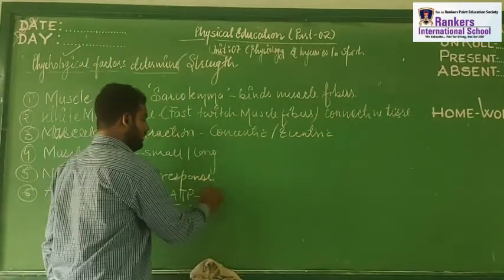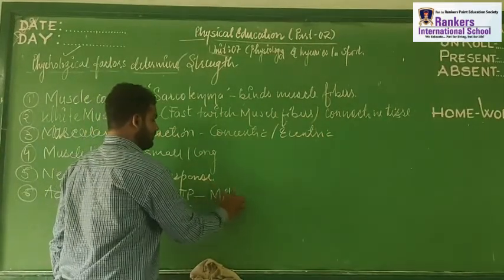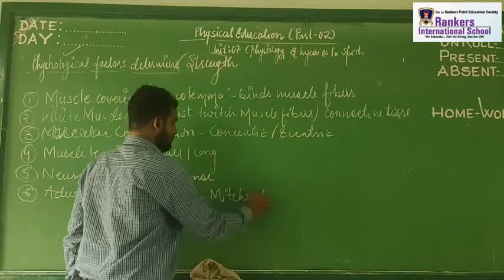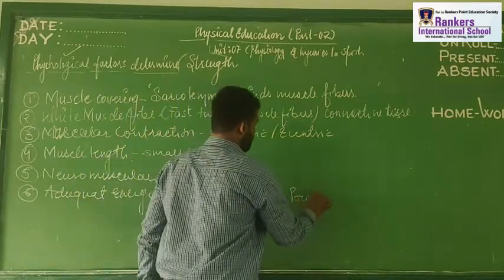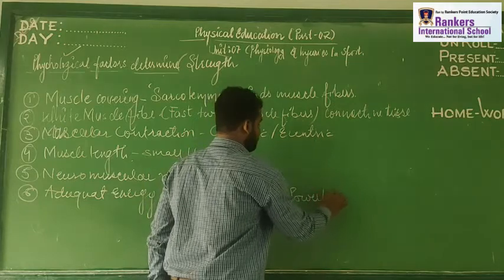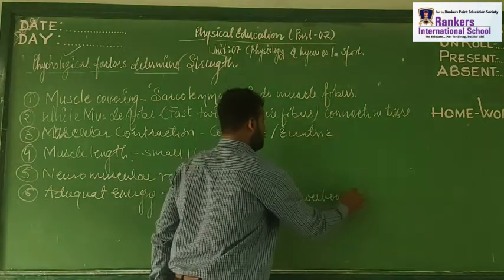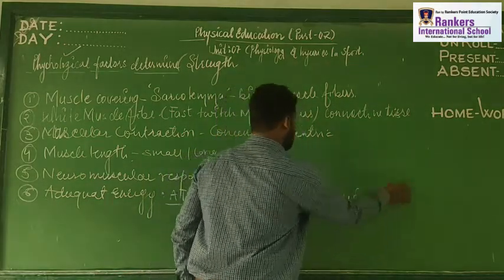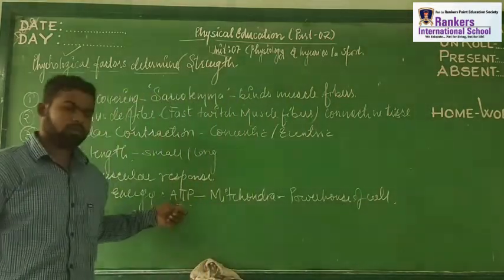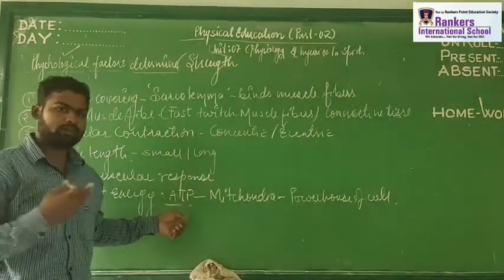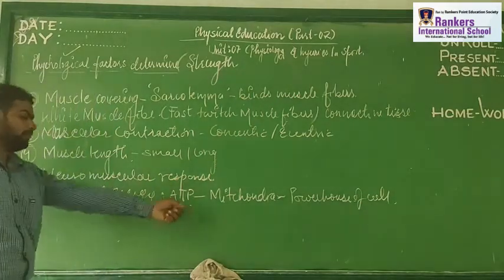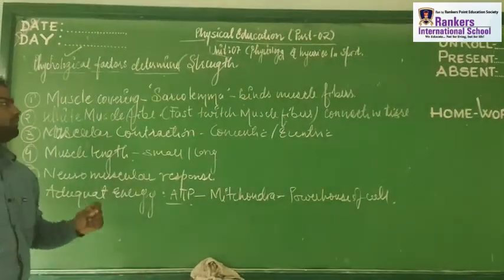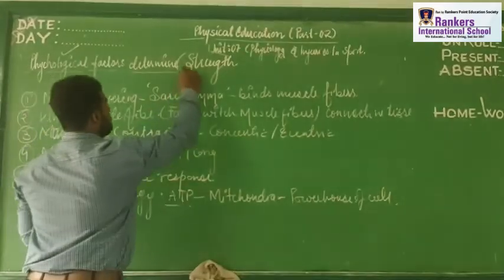The organelle called mitochondria. Mitochondria is also called the powerhouse of the cell, which converts energy into the form of ATP. All students must be aware of it because we started this in grade 9th or 10th. So adequate energy is also very important if you want to enhance your strength.